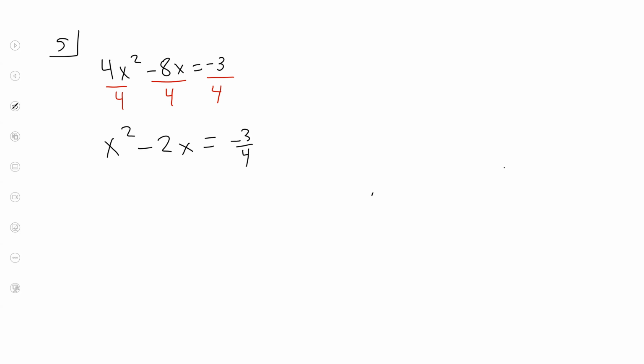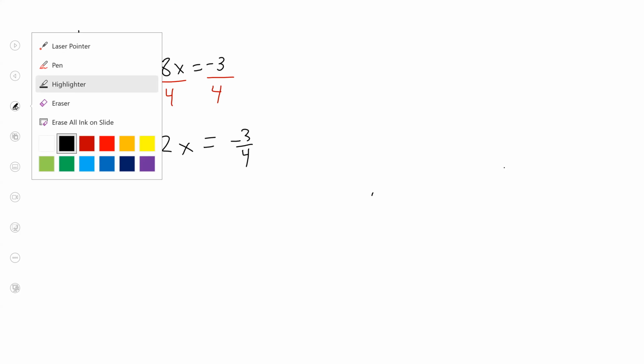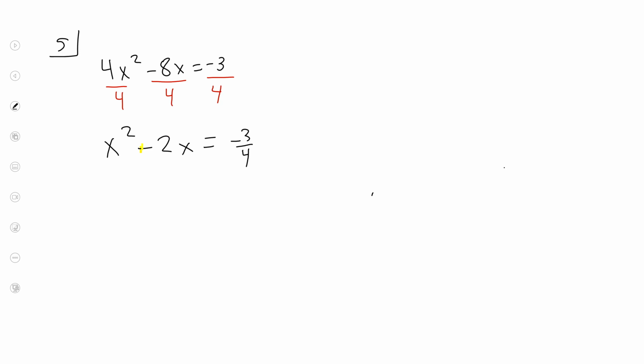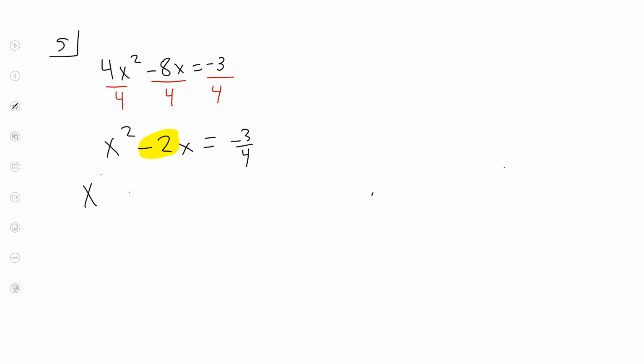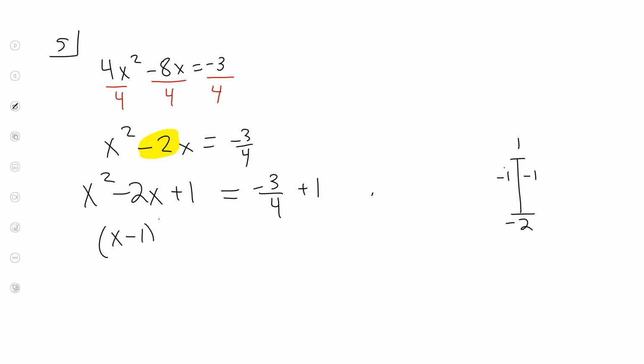Now we're going to move on to step 3, which is doing half of this number and then squaring it. Half of -2 is -1, and when you square it, it'll be +1. So we'll have x squared minus 2x plus 1, and a +1 on this side. I need 2 numbers that multiply to give me 1, but combine to give me -2. What would that be? -1 and -1, perfect. So this side I can write as (x minus 1) squared.